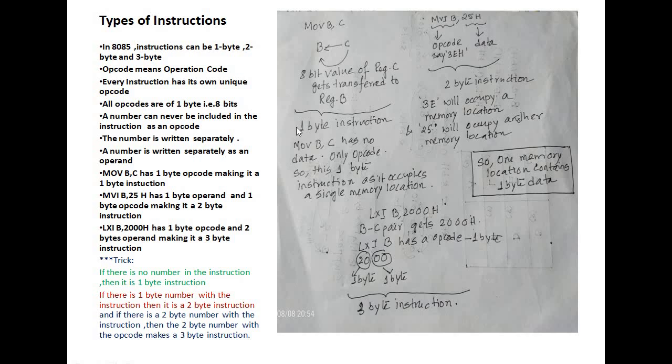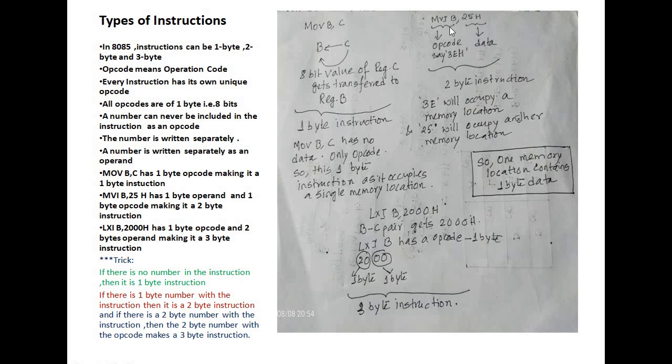What type of instruction is this? This is a 1 byte instruction because it contains the opcode only. As it occupies a single memory location, that is why it is called a 1 byte instruction. One memory location contains 1 byte data. Listen very carefully: this instruction is occupying how many memory locations? Only one memory location. As it is occupying only one memory location, that is why it is called a 1 byte instruction.